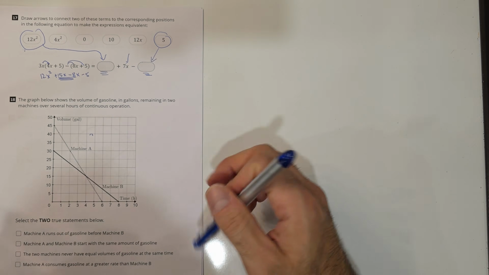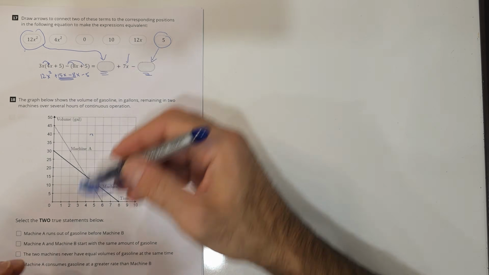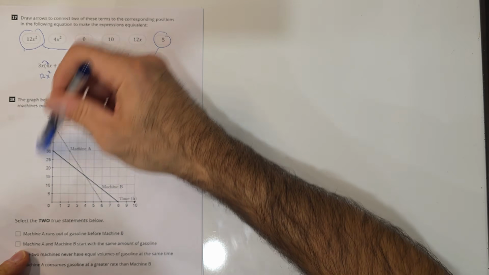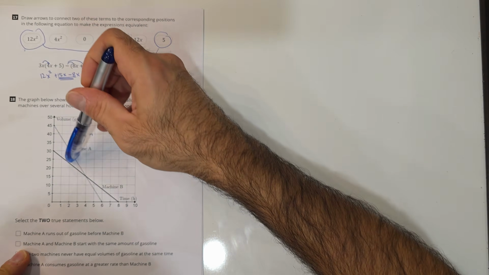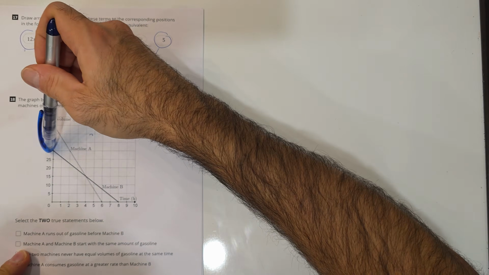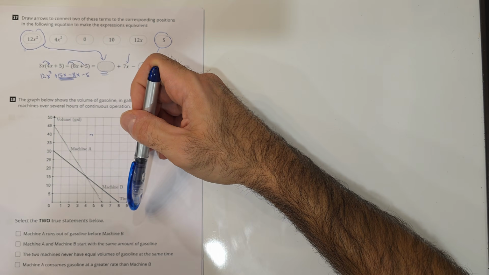Okay, next one. The graph below shows the volume of gasoline in gallons remaining in 2 machines over several hours of continuous operation. So we have the volume of gasoline right here, and we have time over here. One machine is using gas. Another machine is using gas. Select 2 statements that are true below.